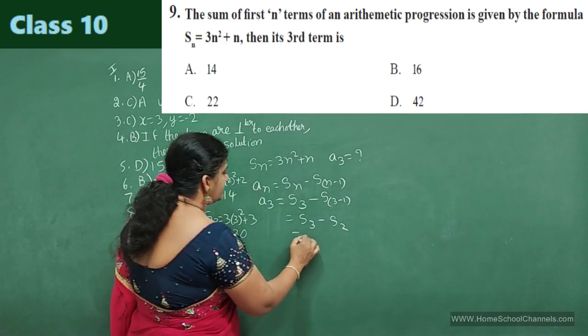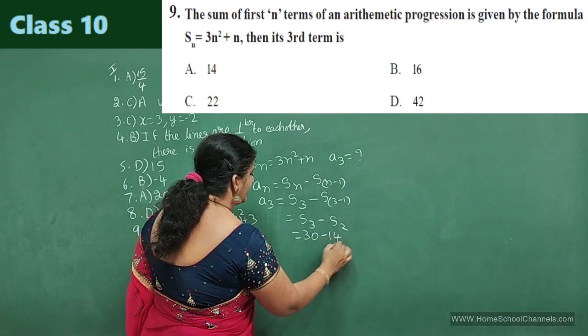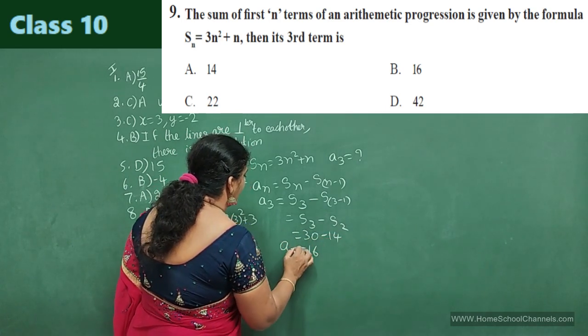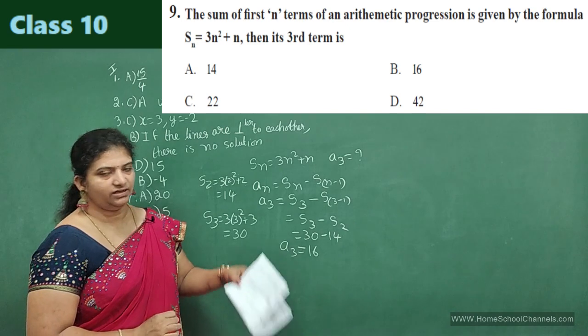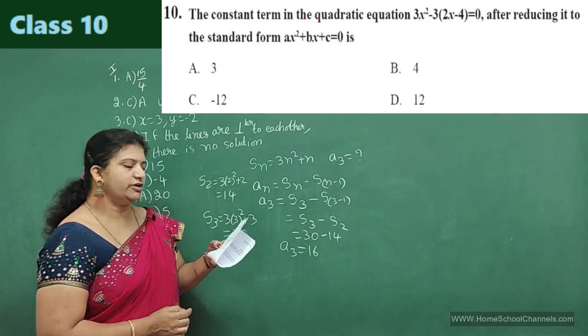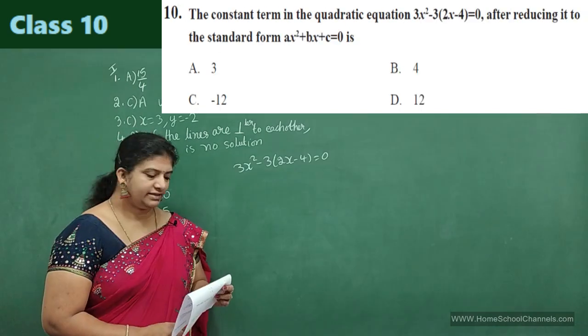So, substitute in this: 30 minus 14. That will be 16. A3 value is 16. Check the option here. Option B, 16. Let's see the 10th one.